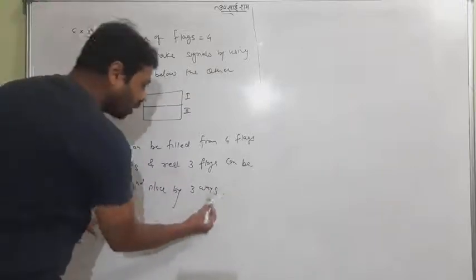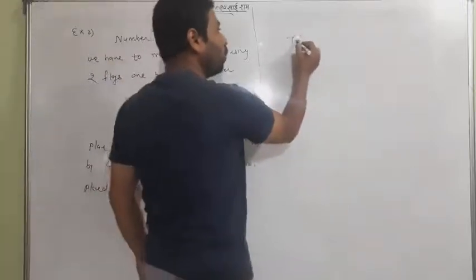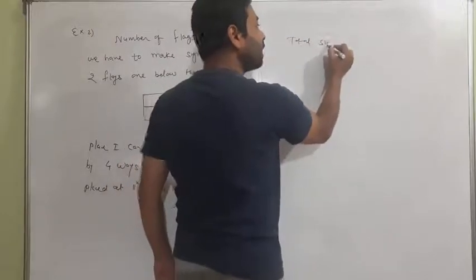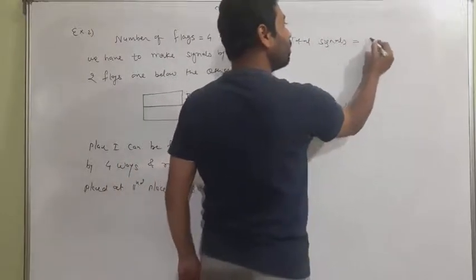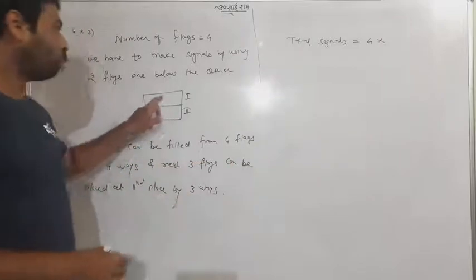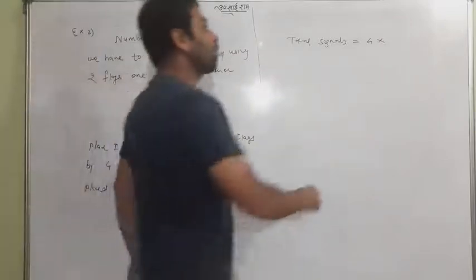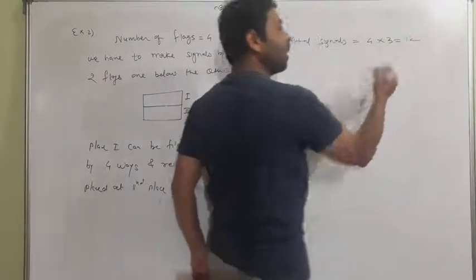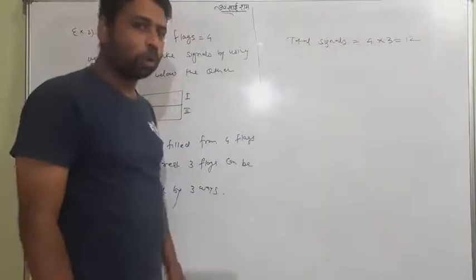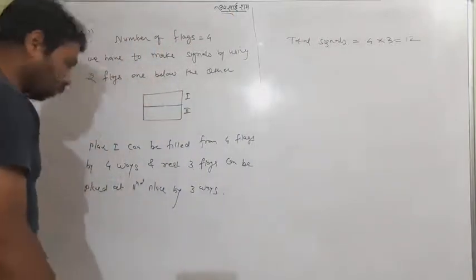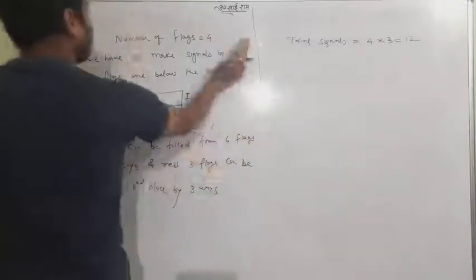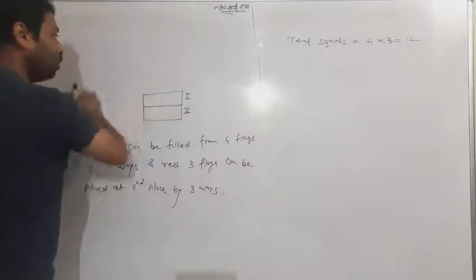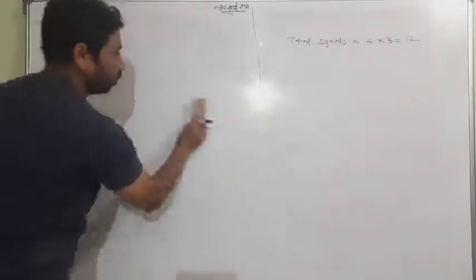Okay, so this is now the whole way, total signals, you can say, by using 2. This is a 4 way and this is a 3 way. So your answer is 12. So I would say that the number of signals is 12. So very simple it was. Okay, now let me take one more question from the book.